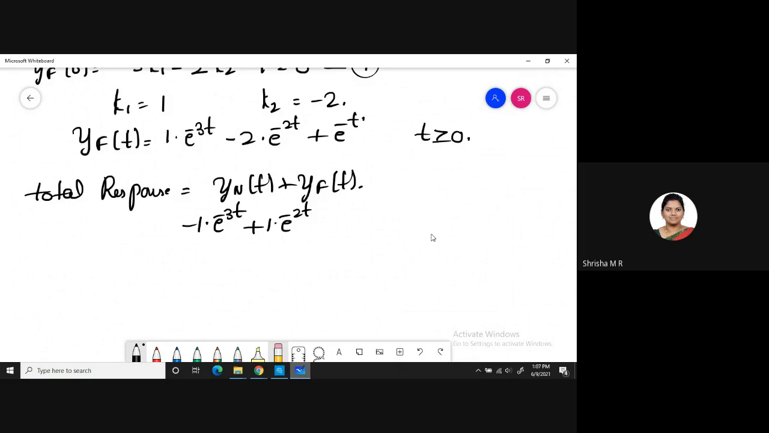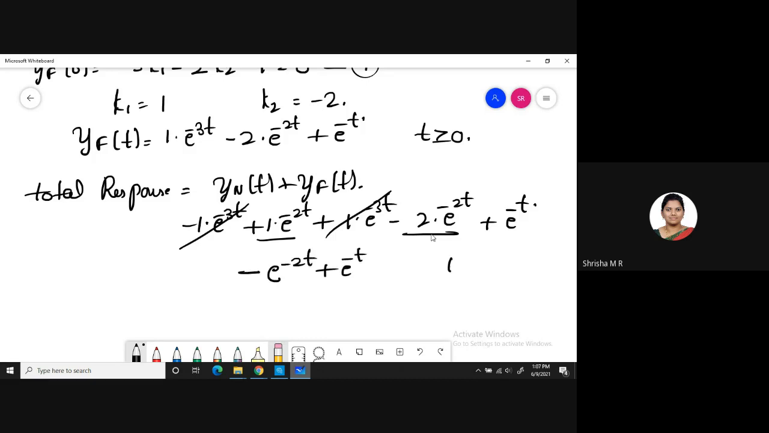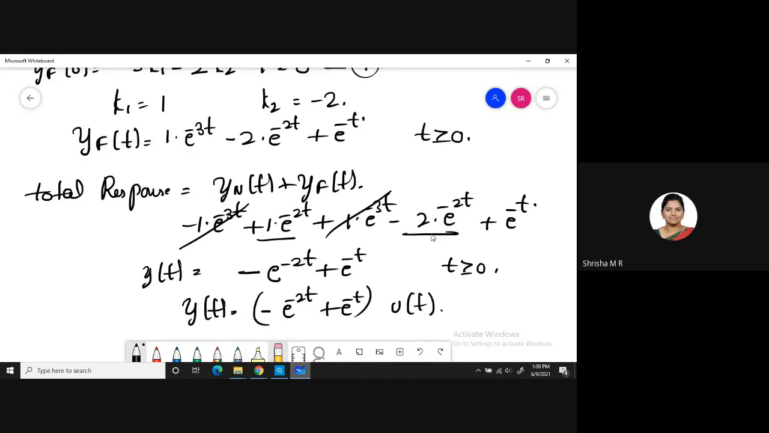That is natural response. Plus forced response will be 1 into e power minus 3t minus 2 into e power minus 2t plus e power minus t. Whichever you can solve, you solve it. This and this get cancelled. So if you solve this and this, you get minus e power minus 2t plus e power minus t for t greater than or equal to 0. Or you can write y of t is equal to minus e power minus 2t plus e power minus t into u of t. Got it, everyone? Is it clear?